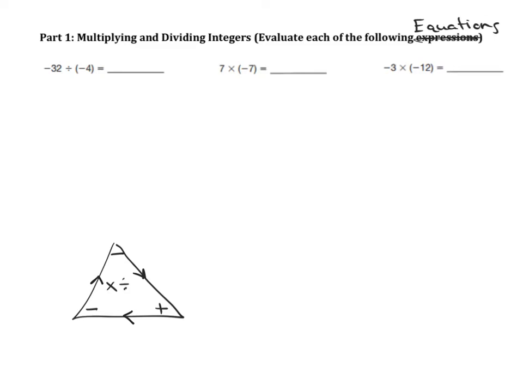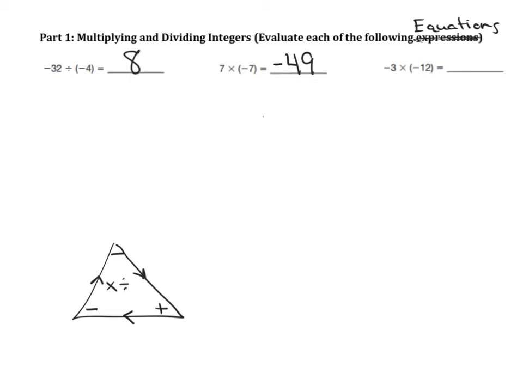So let's try it on this one. So we have negative 32 divided by a negative 4. Well, I know 32 divided by 4 is 8, but I need to check what sign. A negative divided by a negative makes a positive, okay? So then I have 7 times 7, which is 49. And then I have a positive times a negative, so my final answer should be negative. So I'm going to put a negative 49 there.